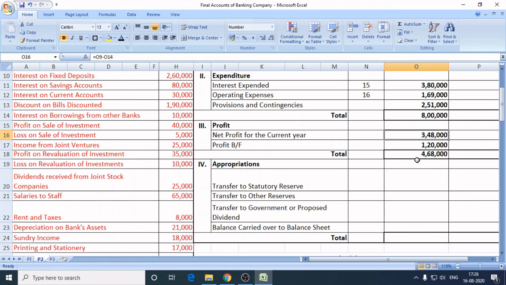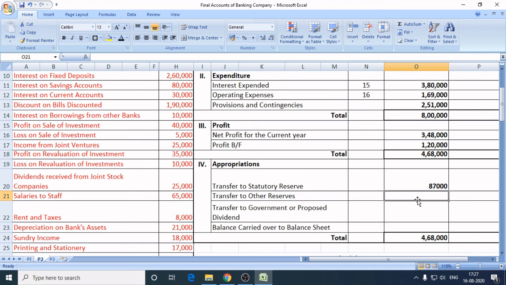Now we have to make appropriation of current year profit, but before that, copy this figure and mention it here again: 4,68,000 rupees. Now we have to transfer to statutory reserve a sum of 25% of current year net profit. The current year net profit is 3,48,000, so we calculate 25% of it, and the figure is 87,000. We transfer 87,000 to statutory reserve, and it will be shown under schedule number 2, that is reserve and surplus in the balance sheet.